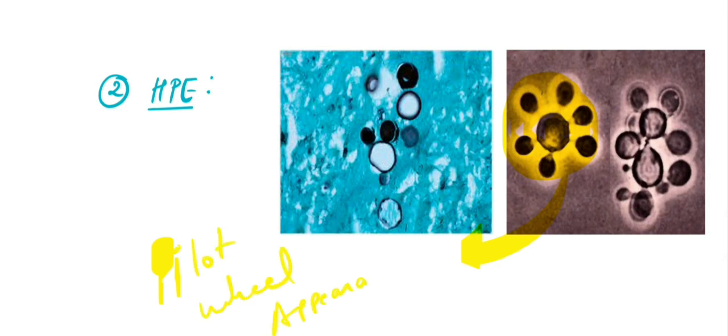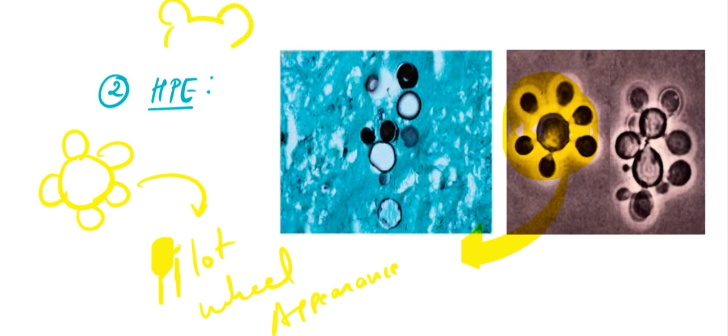Now what actually is this pilot wheel appearance? This is actually a multiple budding yeast cell. This is a parent cell from which a lot of buds are coming out. So this appears like a pilot wheel, right? And in some cases you are going to see just two buds coming out of the parent yeast cell, right?